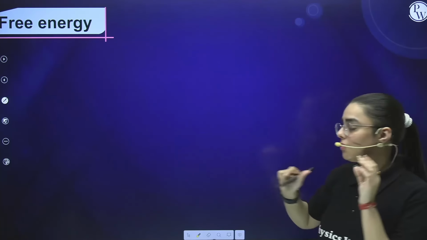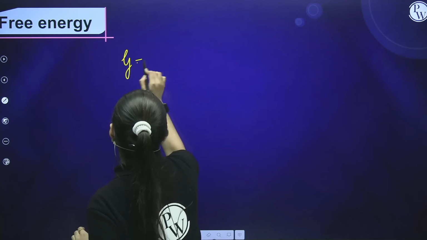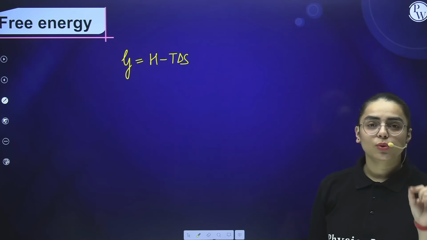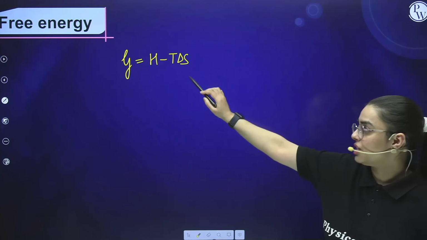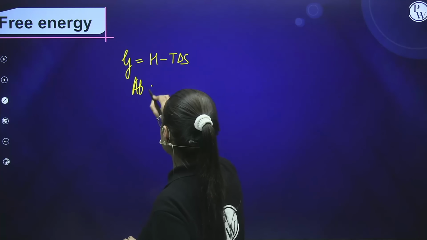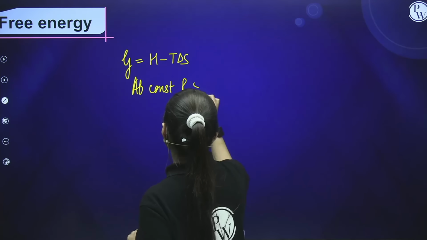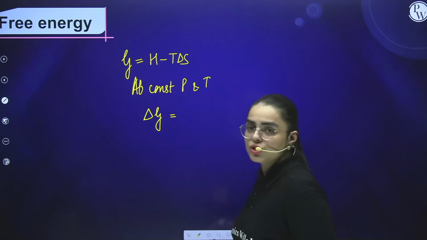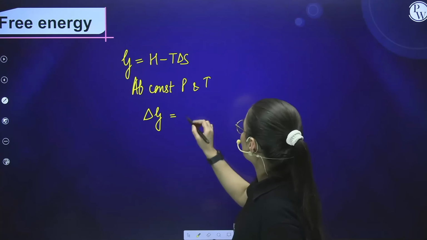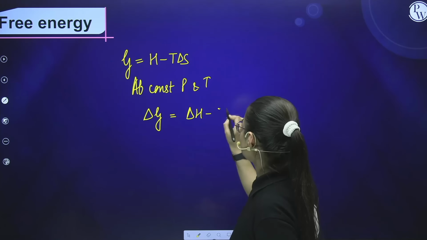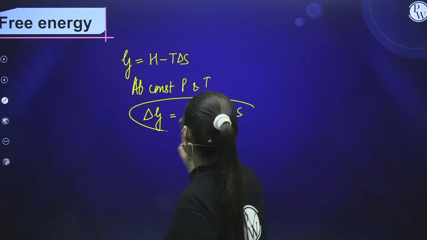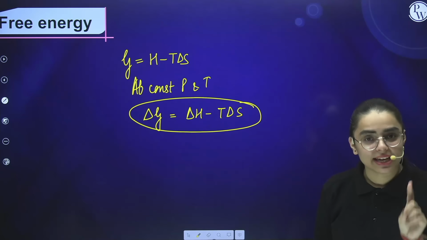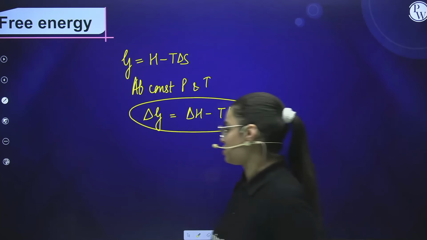How? See, G is equal to H minus TS. Basically, this is the formula. Now, at constant pressure and temperature, we always calculate the change in Gibbs free energy, delta G, which is equivalent to delta H minus T delta S. This is the formula that you are going to apply on many of the questions. Clear, students? Whenever you get delta G as a negative value, it is a spontaneous process.